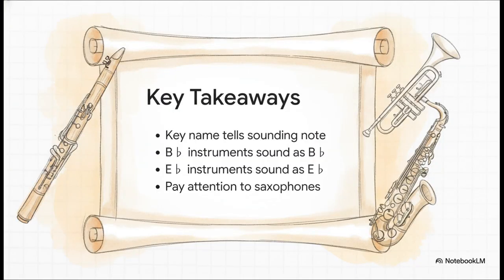To synthesize everything we've covered today, the absolute easiest takeaway is this. The name of the instrument's key tells you exactly what a written C is going to sound like. A B-flat instrument will sound a B-flat. An E-flat instrument sounds an E-flat. You get the idea. Just make sure to pay special attention to the clarinet, trumpet, and saxophones, because the syllabus and past papers absolutely love to test those specific relationships.